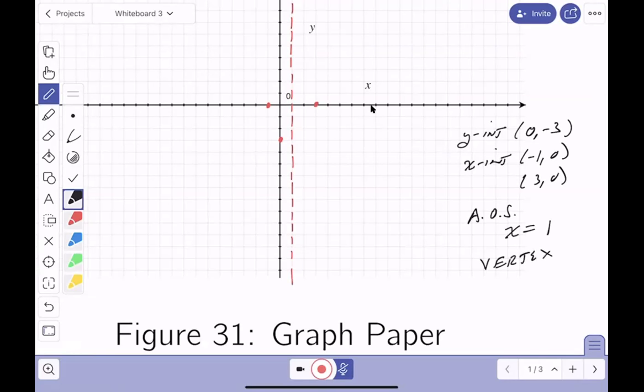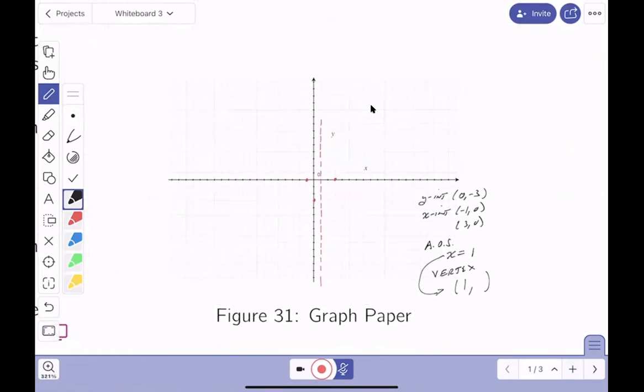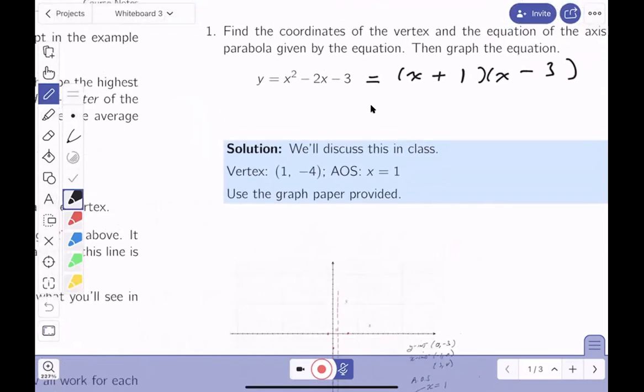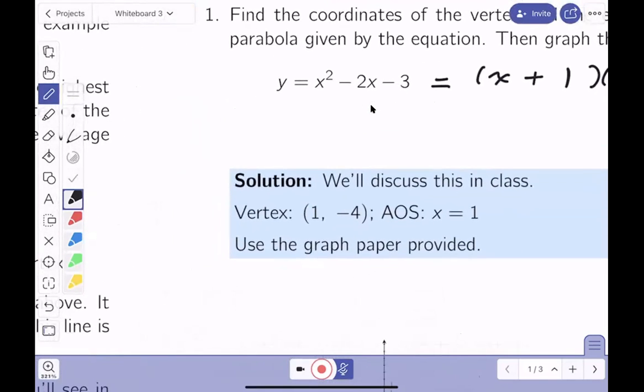The only thing I know about the vertex is that it has to be on the axis of symmetry. And what does that mean? The point's x must be 1. Here comes the trouble. Someone says, I wonder where that is. Well, I got to go back to the original problem, and I got to plug 1 in. Let's do that.